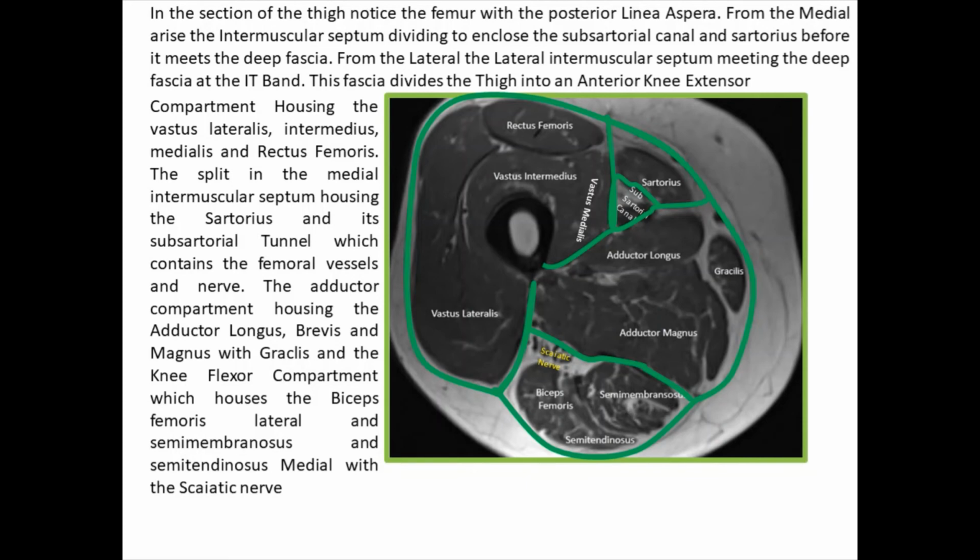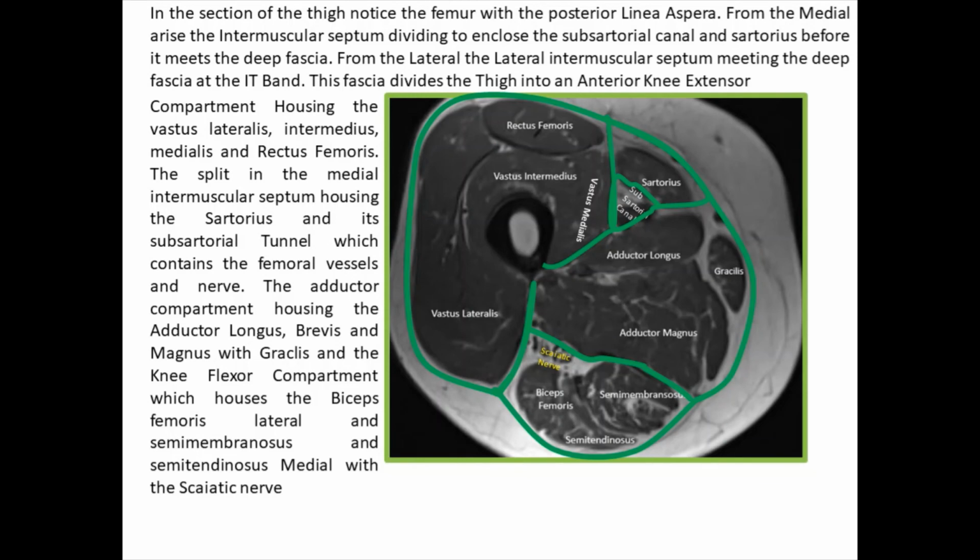Now this fascia divides the thigh into an anterior knee extensor compartment housing the vastus lateralis, intermedius and vastus medialis and the rectus femoris muscle. The split in the medial intermuscular septum houses the sartorius and its subsartorial canal, which contains the femoral vessels and nerve. The adductor compartment houses the adductor longus, brevis and magnus, supported by the gracilis. The corresponding muscles in the superior part are the pectineus, the obturator externus and the quadratus femoris. So these six combined form the adductors of the hip.